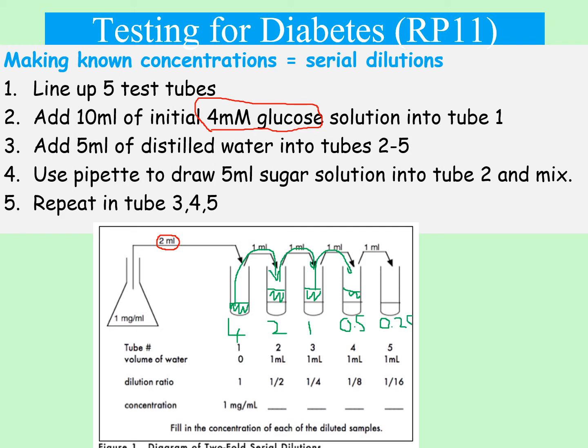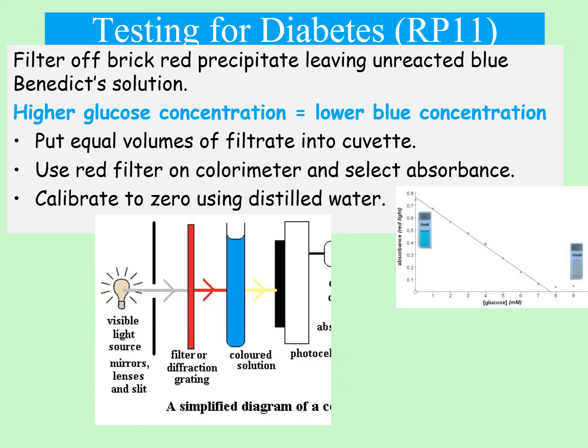One of the questions I've asked is for you to explain it as a result. Okay then, once we've done that, we've got known concentrations. I'll do the Benedict's test. I'll filter off the brick red precipitate, leaving that blue Benedict's solution. And just to remind you again, the higher the glucose concentration, the lower the blue concentration of Benedict's is going to be left over. So therefore, the higher the concentration, the lower the absorbance in a colorimeter.